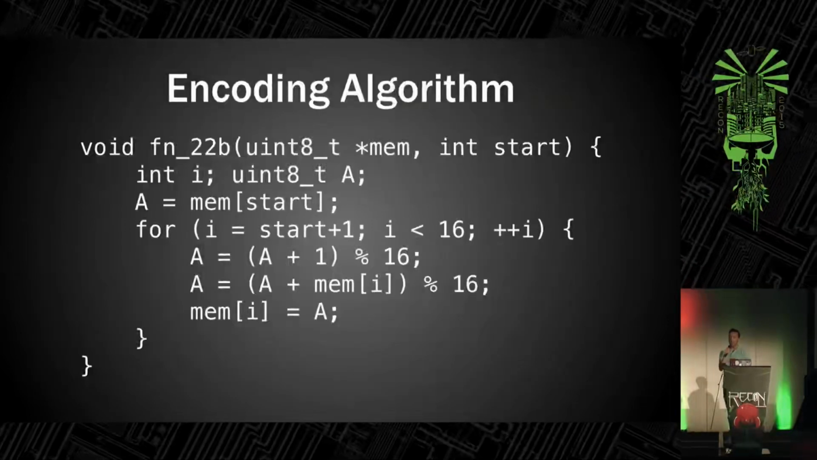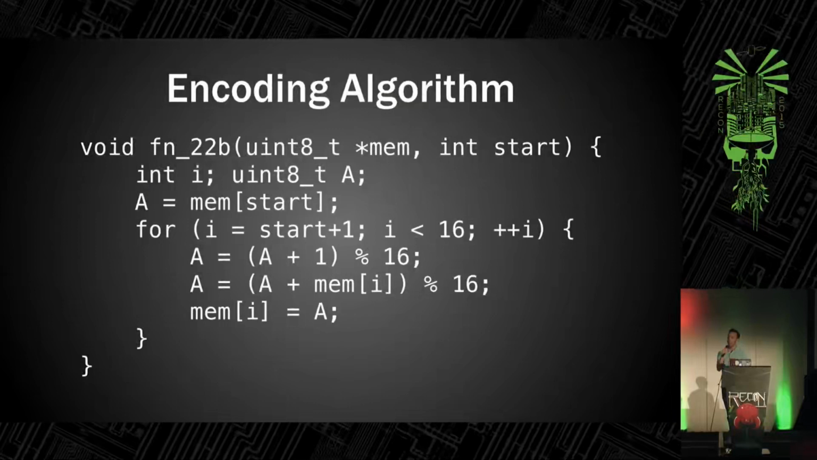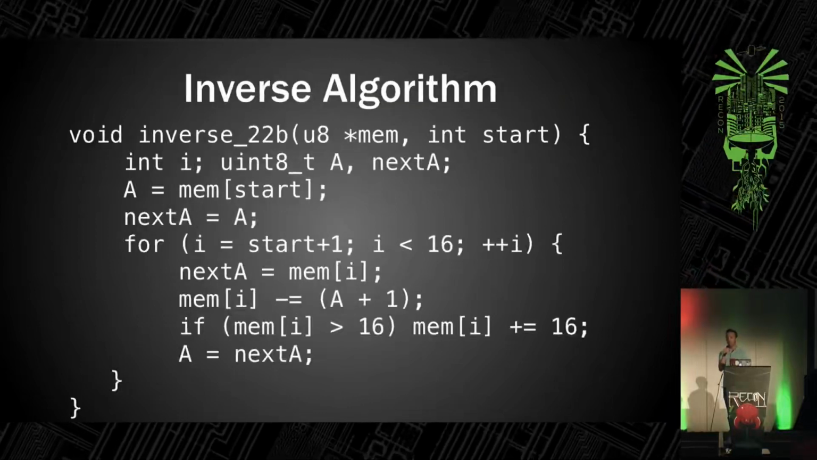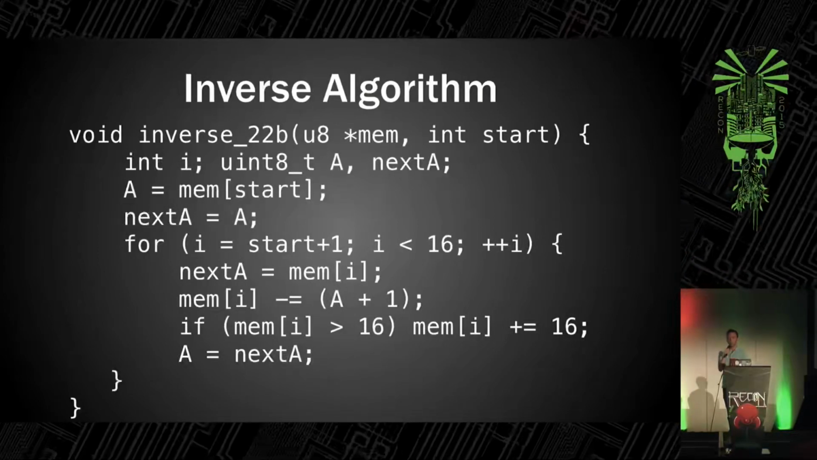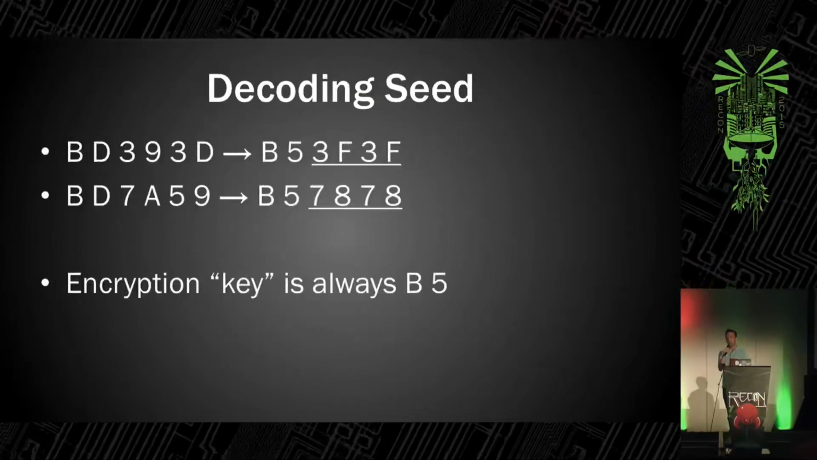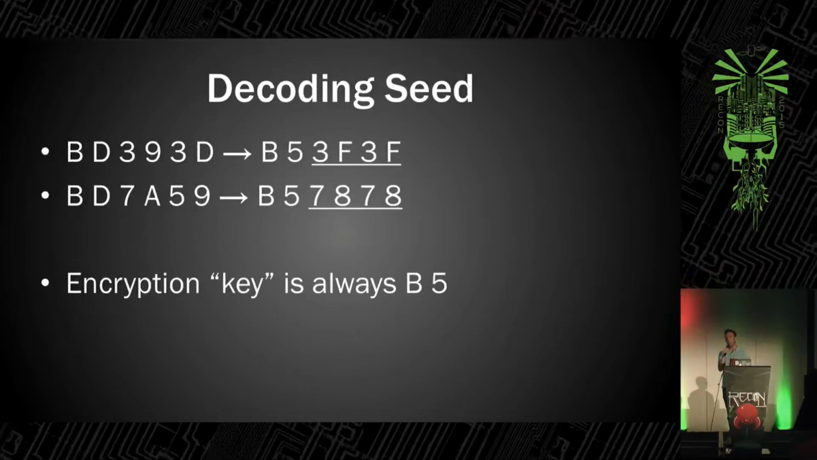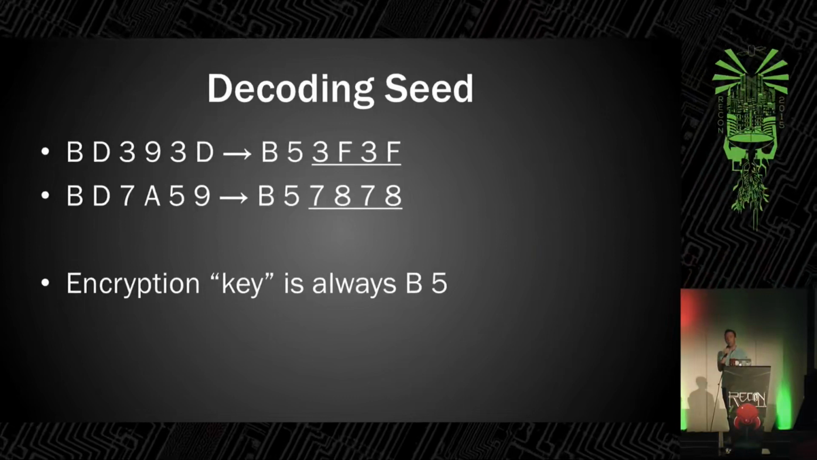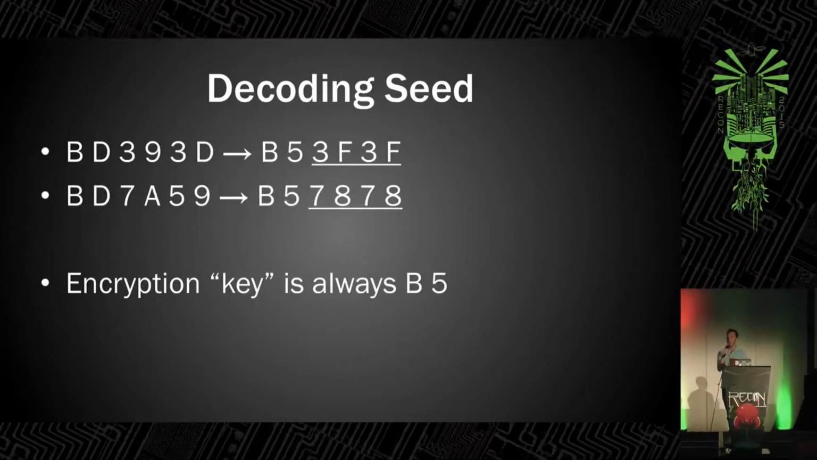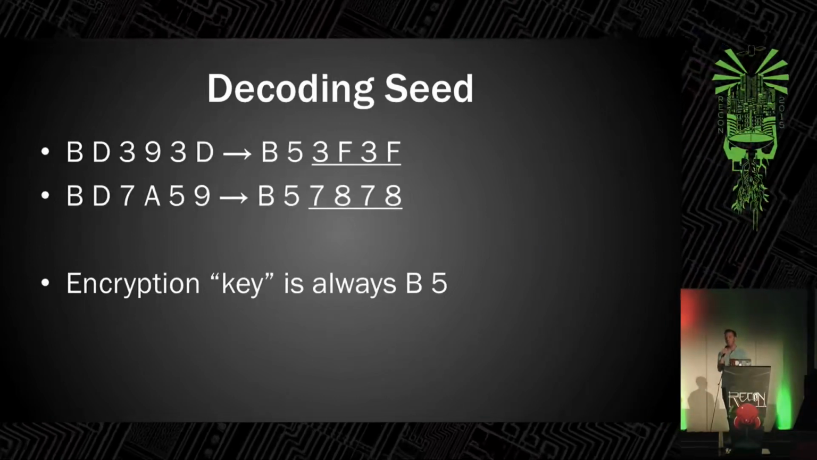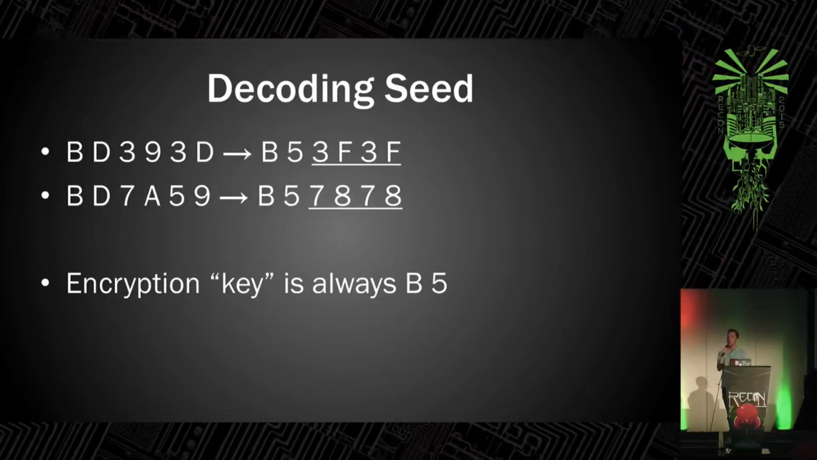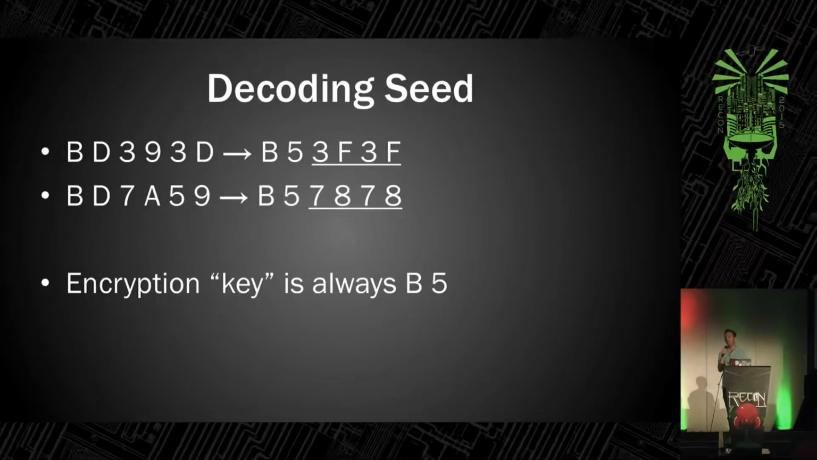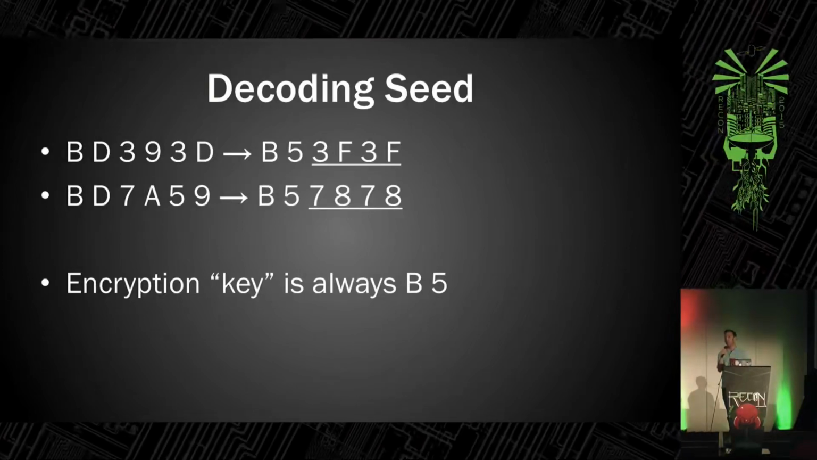Interestingly enough, we looked at this encoding algorithm, and I said, hey, it looks like you could probably run that in reverse. So we came up with the inverse algorithm for this, and then based on that data sent over the wire, we could actually decode it and get the contents of that secret data without actually having to understand how this instruction worked. So in the first example, you'd see one chip, when it boots, it sends BD393D, and when you decode it, you get 3F. That's the seed for that particular chip. The next example, the seed is 7878.